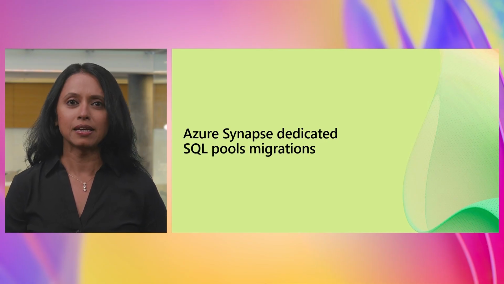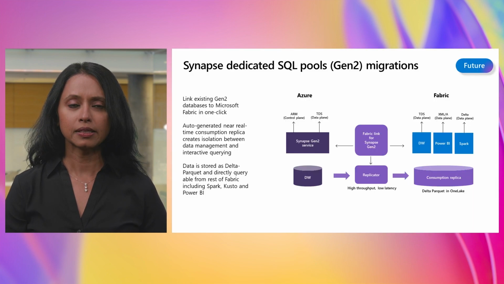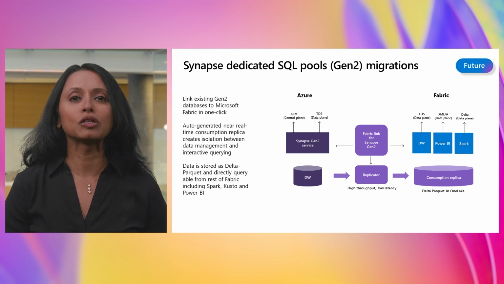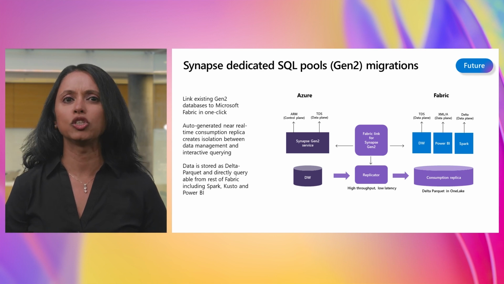If you are an existing Synapse customer using dedicated SQL pools, you're likely wondering about the migration from Gen 2 to Fabric Data Warehouse. Let me give you a sneak peek into some of the key capabilities in our roadmap that'll land in the future. In the future, you'll be able to link your existing Gen 2 databases into Data Warehouse and Fabric with just one click. A near real-time replica is automatically generated and maintained, giving you a healthy isolation between data management capabilities in Gen 2 and consumption in Fabric.